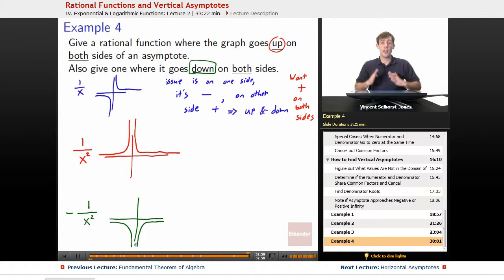So a simple way to make both sides go in the same direction is by having it be squared, or having it be negative and then squared. Not negative and then squared, because that would be positive, but a negative square, because then it's a square number times a negative. Cool. All right.